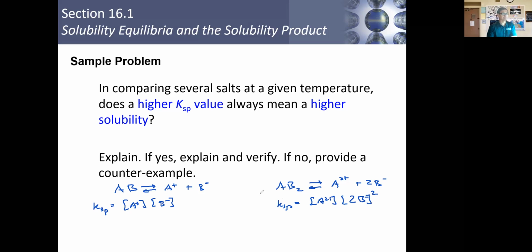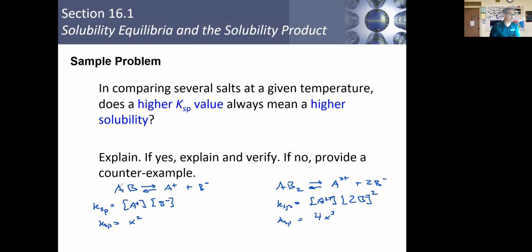Right now, hopefully you're already starting to see a subtle change here. Let's say that we were to solve for KSP. We can substitute x. This will be x squared here, whereas for this one, if we substitute in x, it's going to be 4x to the third. So the KSP values for each one of these are different.